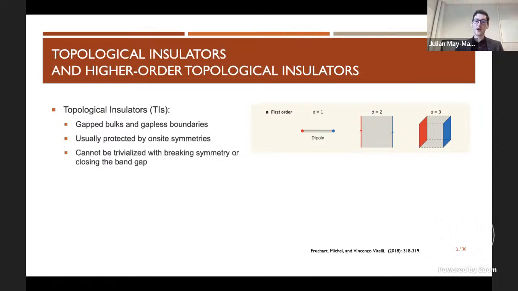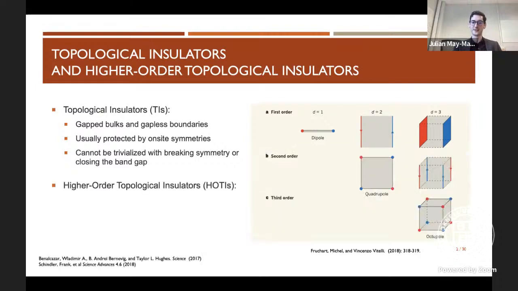And these systems display a non-trivial bulk in the sense that the bulk of these systems cannot be trivialized without either A, breaking one of the relevant symmetries, or B, closing the bulk band gap of the system. This has all been very well understood, and since then, there's been a new discovery that these topological insulators can be generalized to so-called higher order topological insulators, as I've shown here. The most represented feature of these systems is that they have gapped bulks and gapped boundaries, but have gapless corner or hinge modes.